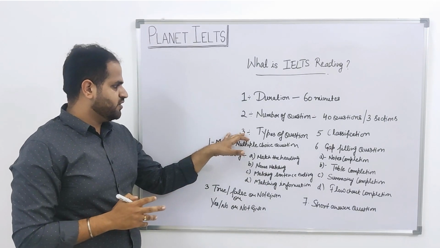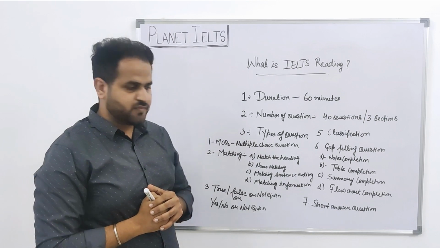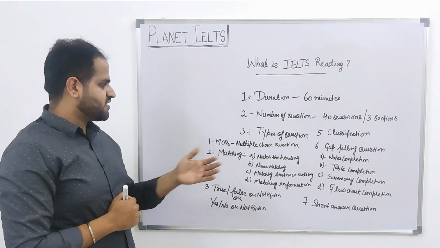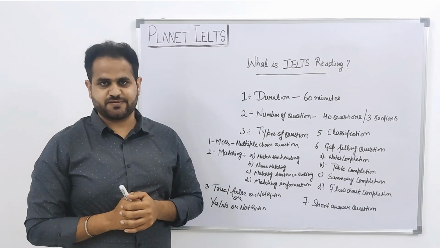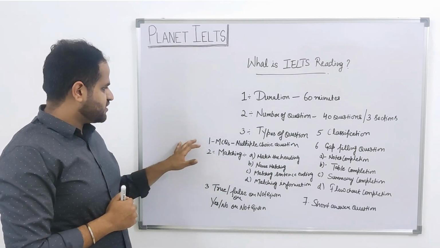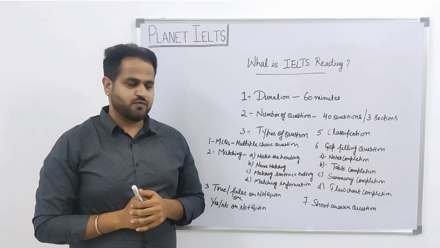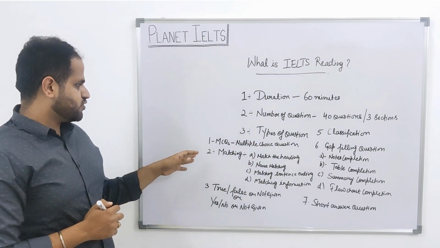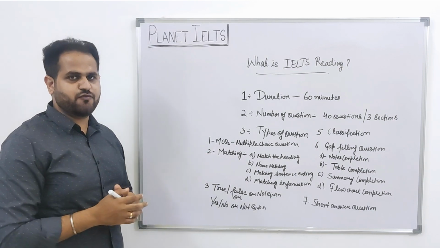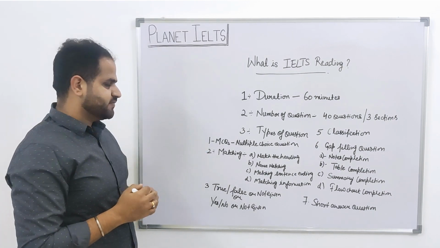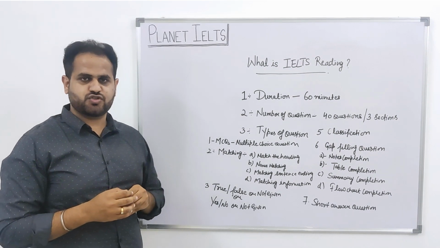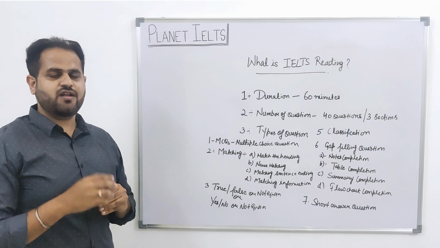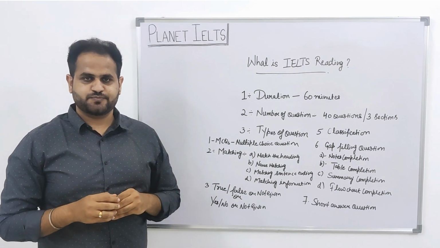Now, moving forward to the types of question. There are in total 7 types of question, which are subdivided into different types. First, let's talk about MCQs, which is multiple choice question. Multiple choice question is one of the most common types of question in IELTS reading. In this, you will be given a question and there will be 4 options, and you need to choose one right option from these 4.